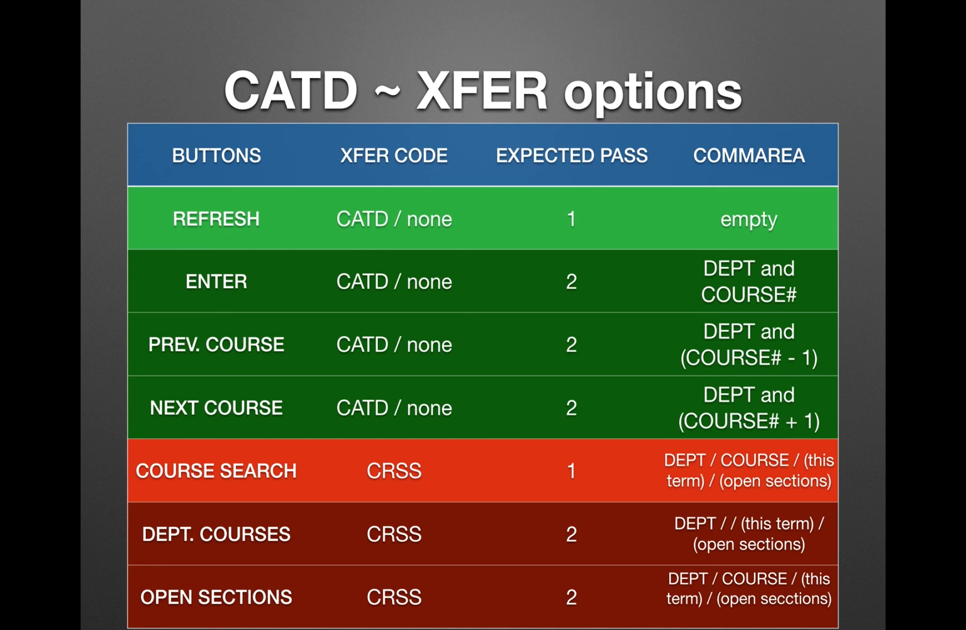Course search will take us to the first pass of CRSS, and it will bring with us the department, course number, and infer this term and open sections values. Department courses and open sections will take us to the second pass of CRSS, with or without the course number depending on which button was selected. Again, this term and open sections flag will be inferred from CATD.